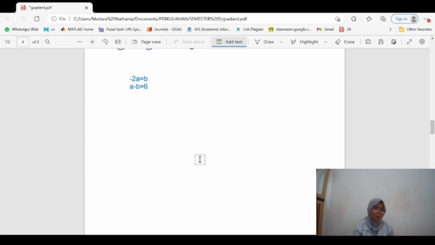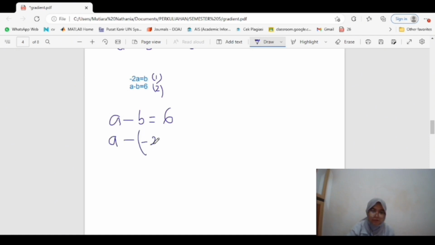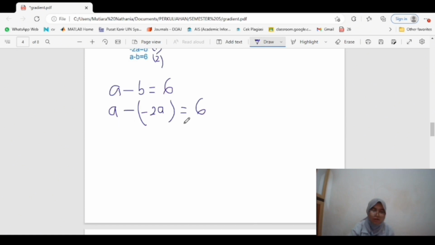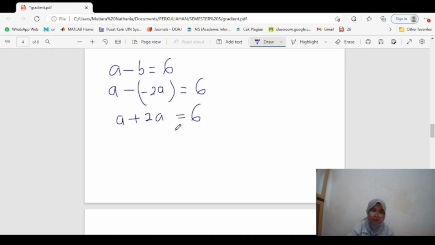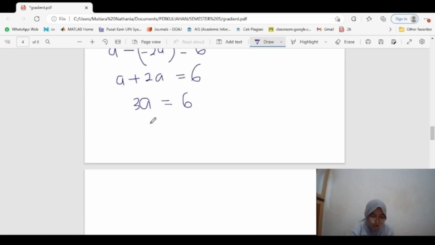Therefore, we can substitute the first equation into the second equation. In a minus b equals 6, substituting b gives a minus negative 2a equals 6, so a plus 2a equals 6. A plus 2a is 3a, which equals 6. So a equals 6 divided by 3, which is 2. The value of a equals 2.